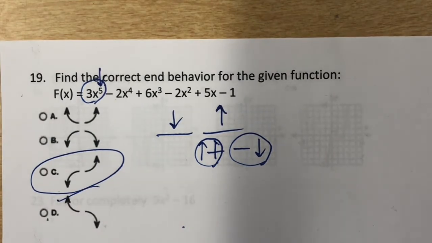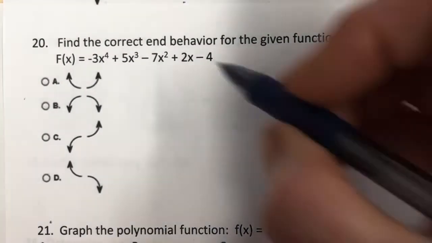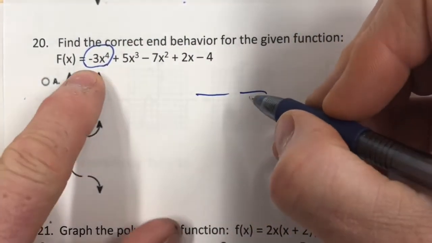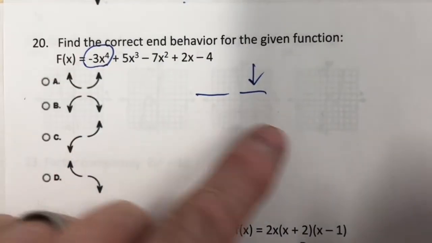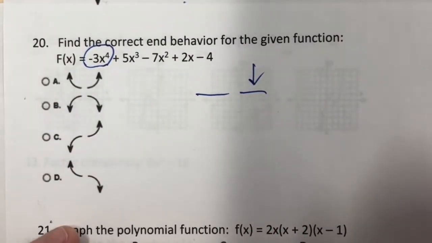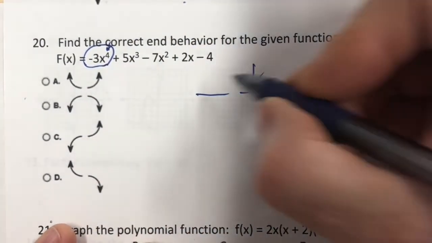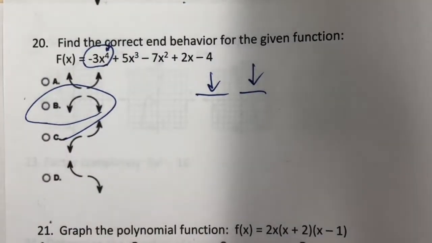Okay. Number 20, here's another one. Find the end behavior for it. Well, the lead term is this one. So you got a left and a right. Well, see how it's negative? That means the right one's down. The right one is whatever the sign is. If it's negative, it's down. If it's positive, it's up. Now, look at the power. It's 4, which means it's even, which means they both do the same thing. They're both down, and so there's my answer right there, B.